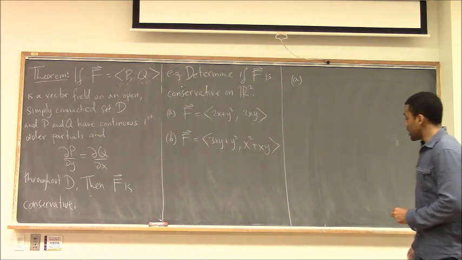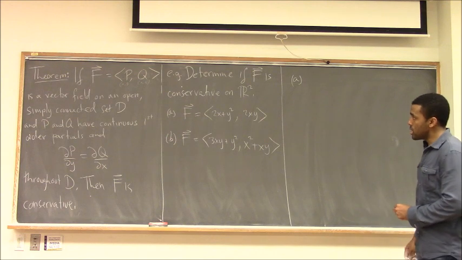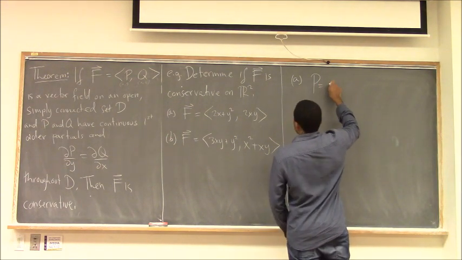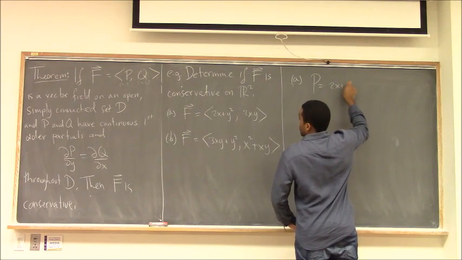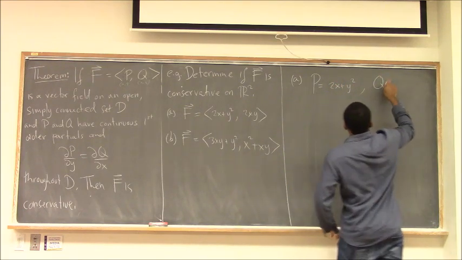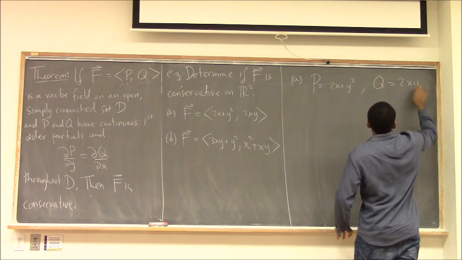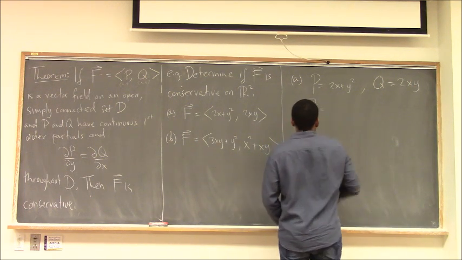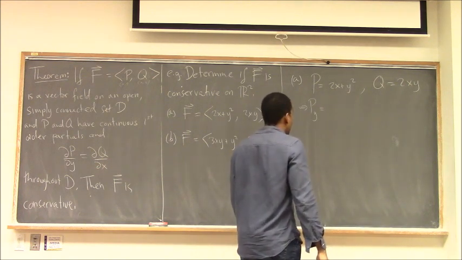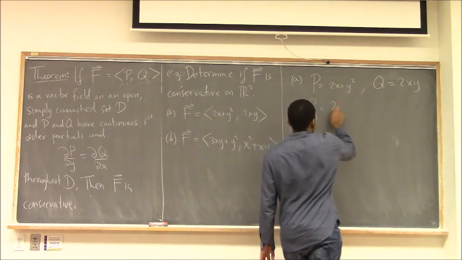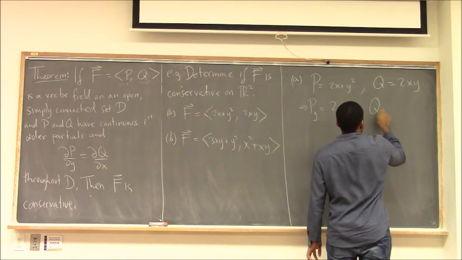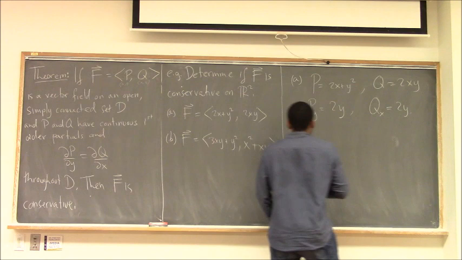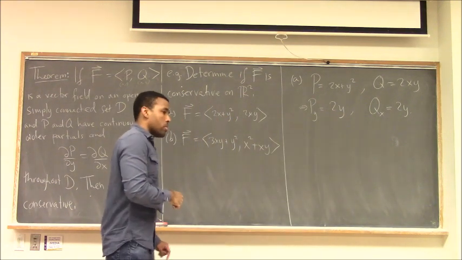Okay, so let's do the check on A. What can we say? Here I can just call this P, 2x plus y squared. My Q will be 2xy. If I take my partial P with respect to y, what would I get? 2y. If I take my partial Q with respect to x, 2y. So that's a conservative vector field.